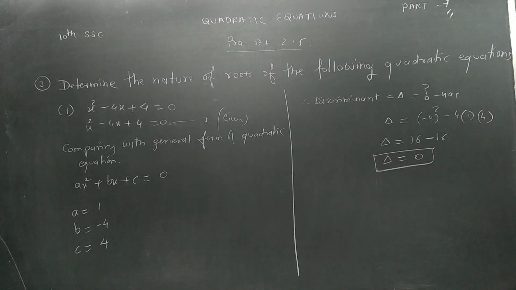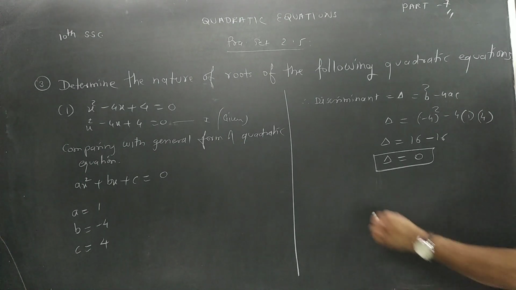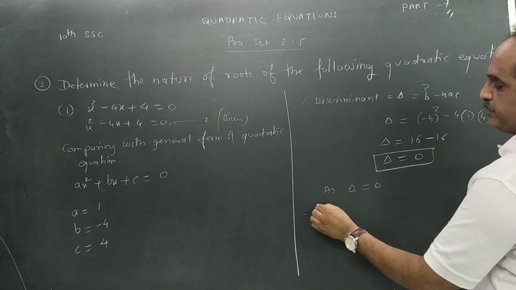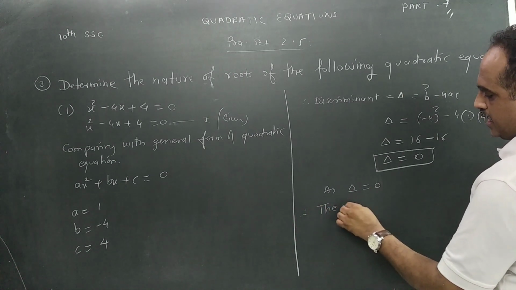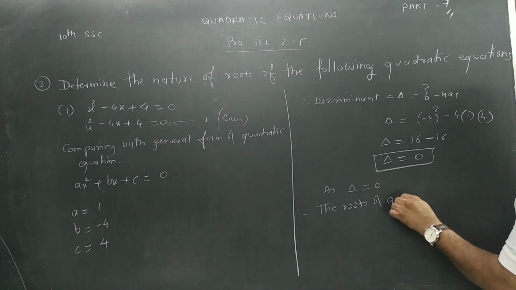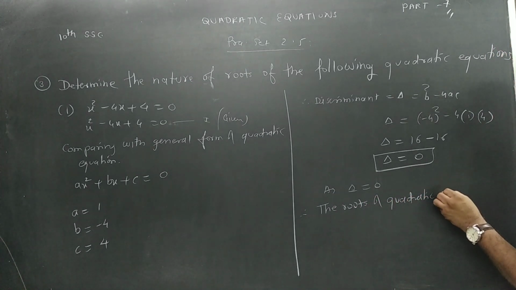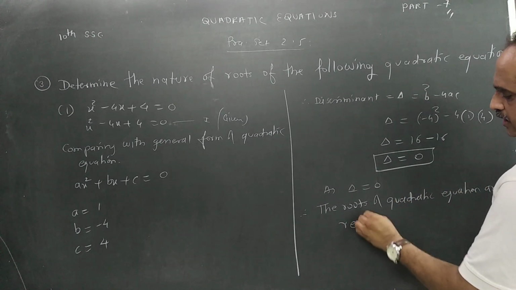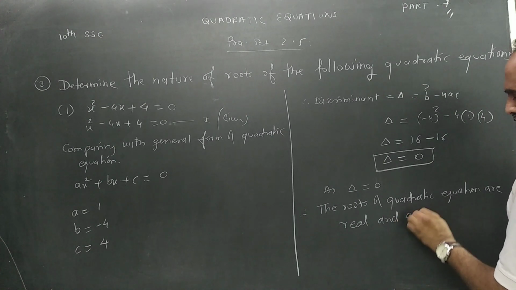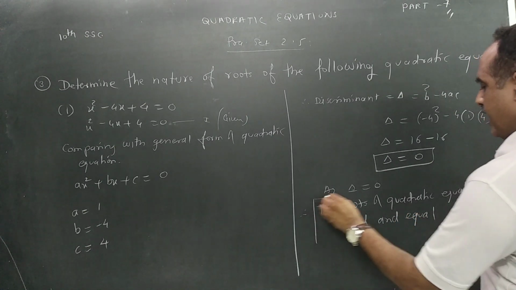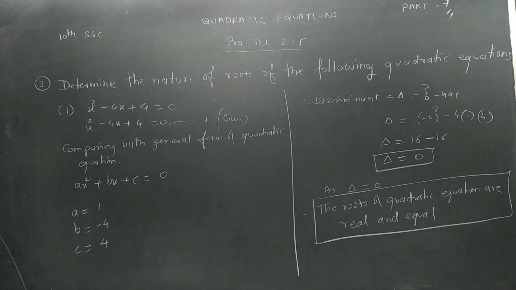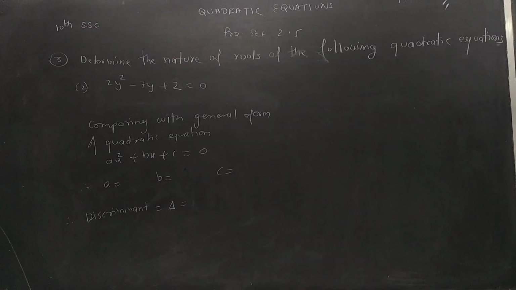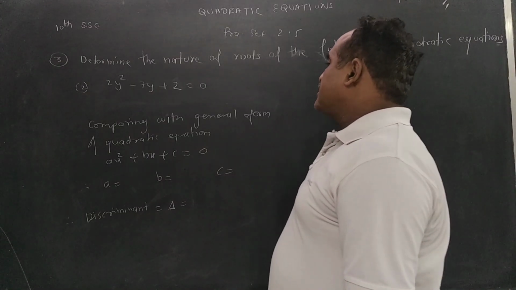Once you got the value of delta is equal to 0, as delta is equal to 0, what can I write then? The roots of quadratic equation are real and equal. Real as well as what? Equal. This is the nature of the roots of quadratic equation. The second question, 2y square minus 7y plus 2 is equal to 0.